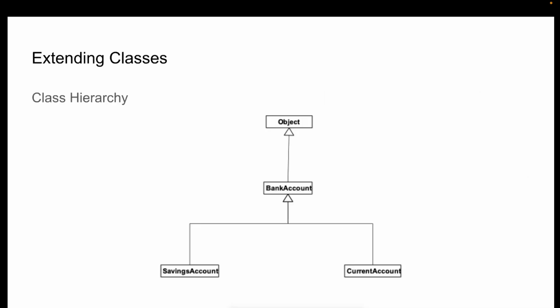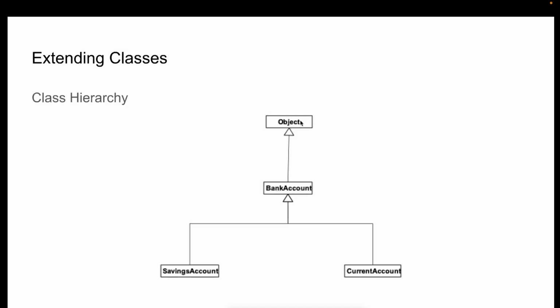So, extending classes. When you see this hierarchy, the Object class is at the top, and then these are the classes you created. You created the BankAccount class, the SavingsAccount class, and the CurrentAccount class. This BankAccount class acts as a parent class for which classes? It acts as a parent class for the SavingsAccount and CurrentAccount classes.